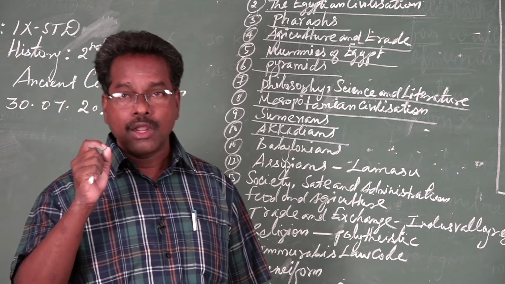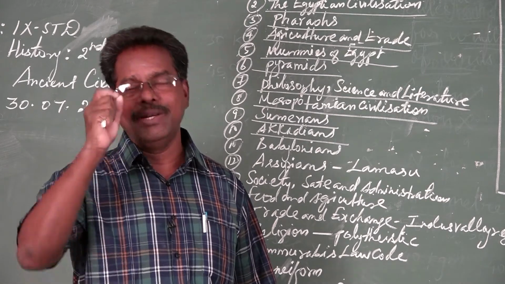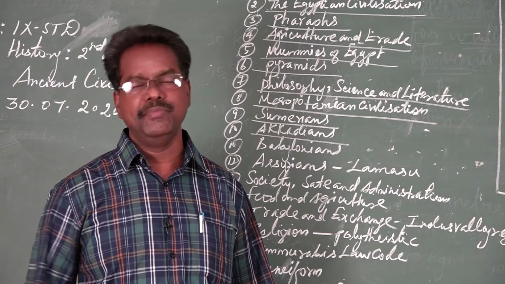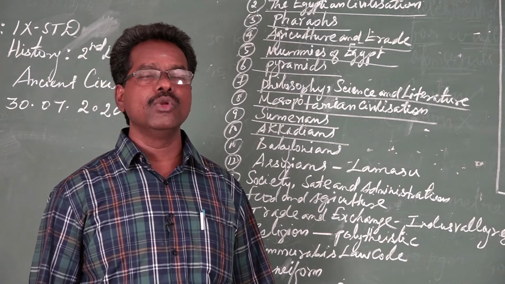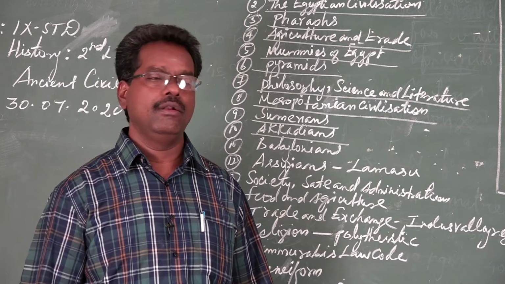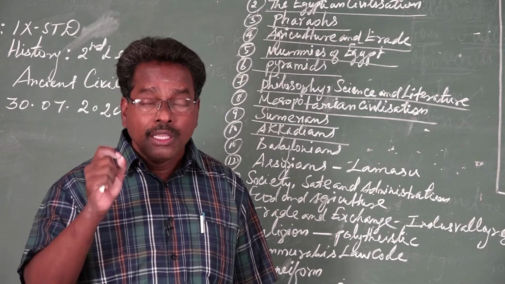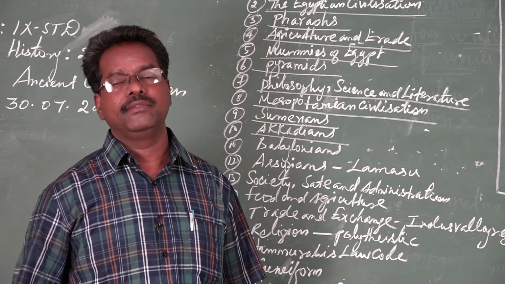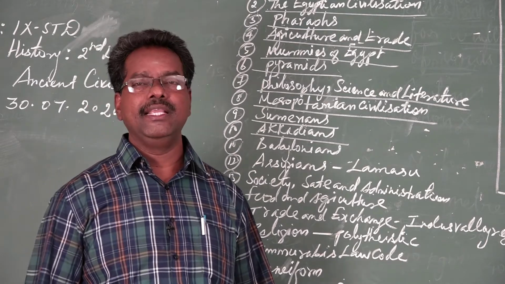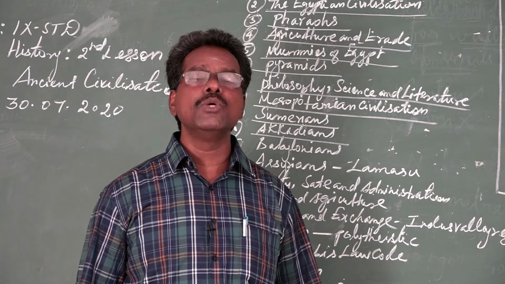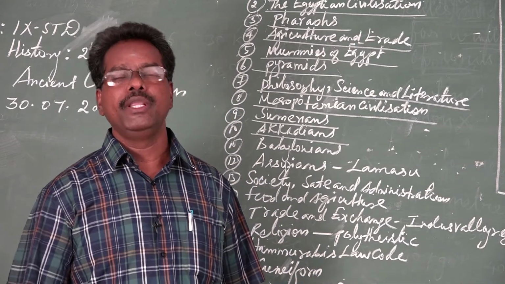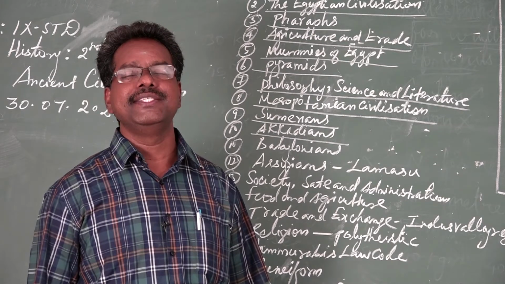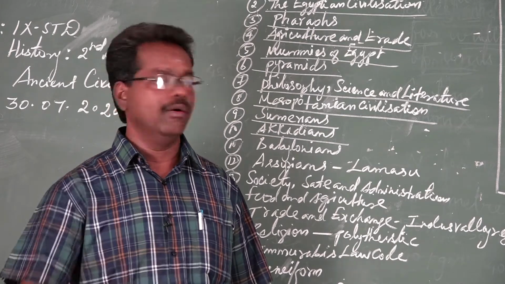When did Akkadians rule Mesopotamia? 2450 BC to 2250 BC. Who was the famous ruler of Akkadians? Sargon. How long did he rule Mesopotamia? More than 100 years. What was the ancient city? Akkad. What was it renamed, the largest commercial and cultural center in West Asia at present? Babylonia.